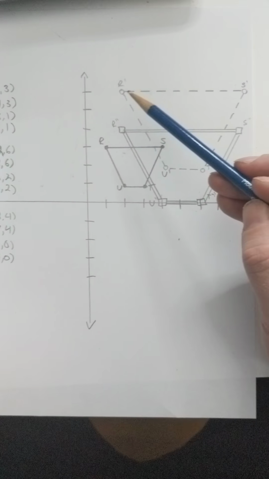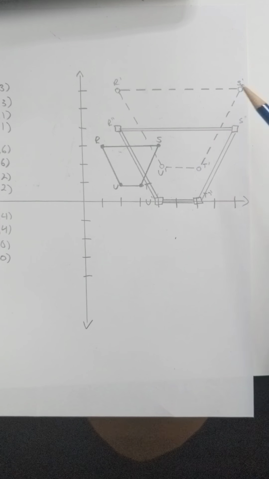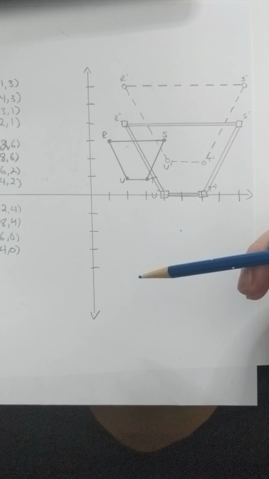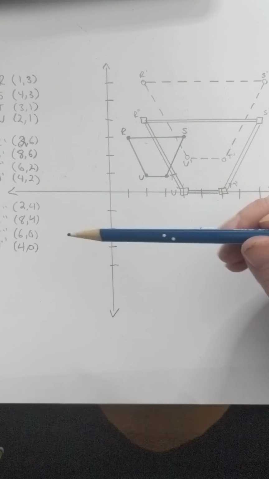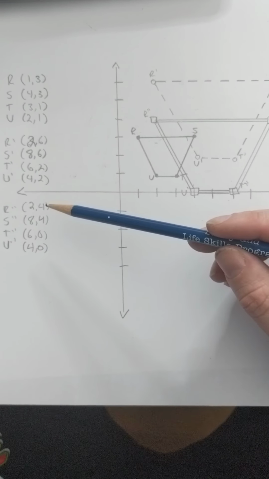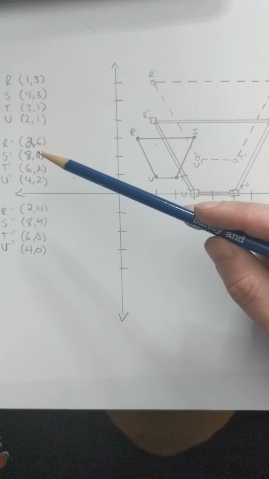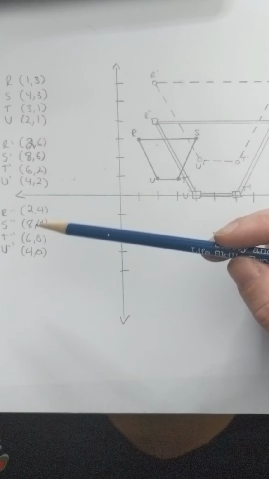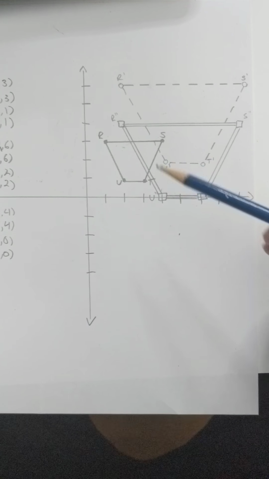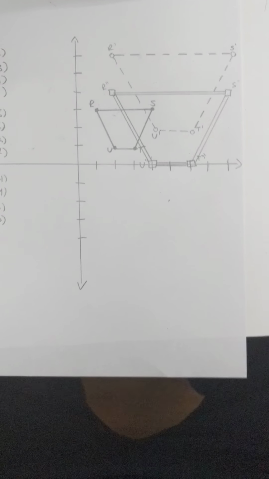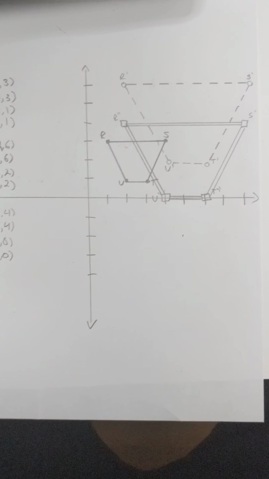So the dotted line with the open circles is my dilation. All right, and then I translated it down 2, so I went from 2, 6 to 2, 4, 8, 6 to 8, 4, 6, 2 to 6, 0, and so on. So the double-lined square points is my final image there.